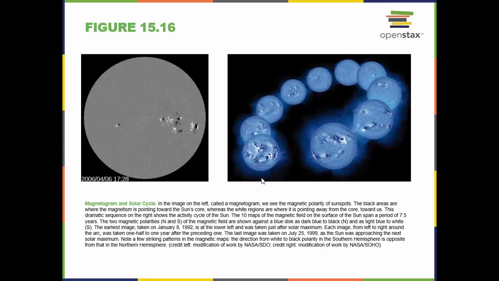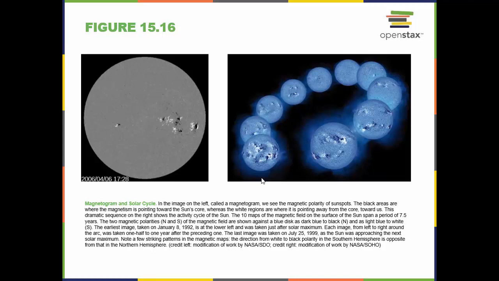So these 10 maps of the magnetic field on the surface of the sun span a period of about 7.5 years. The two magnetic polarities, north and south, are shown against a blue disk as dark blue to black for north, and as light blue to white for south.